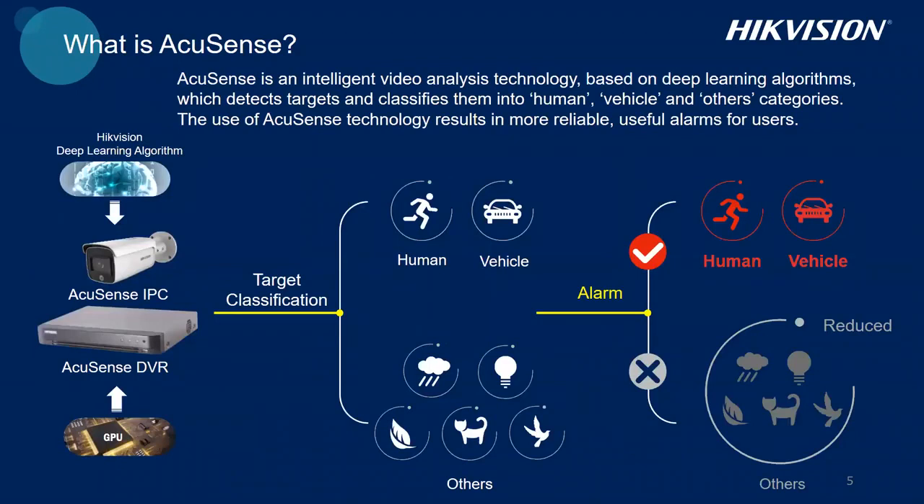So what is AcuSense? AcuSense is an intelligent video analysis technology based on deep learning algorithms, which detects targets and classifies them into 2 group categories, human and vehicle. So the use of AcuSense technology results in more reliable, useful alarms for users. Basically, what we see here is an algorithm within a GPU, within the housing of a camera or within the housing of an NVR, which is specifically designed to recognize a human or a vehicle and then push that genuine alarm versus false alarms, as you might see here.